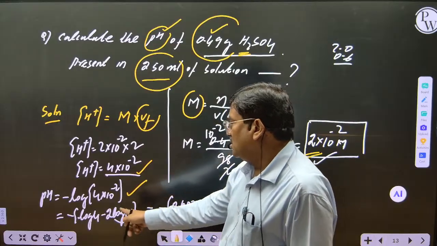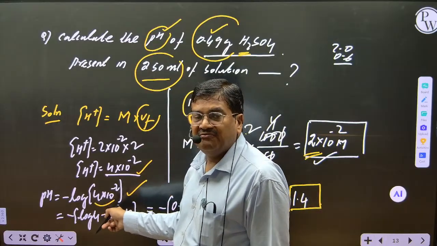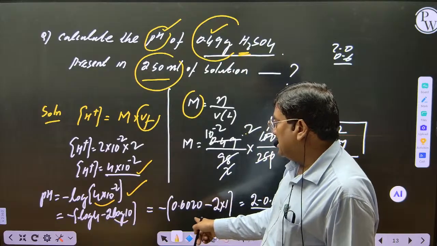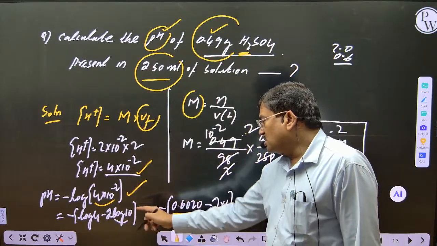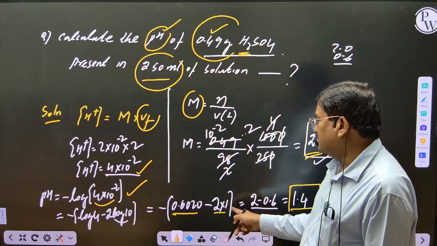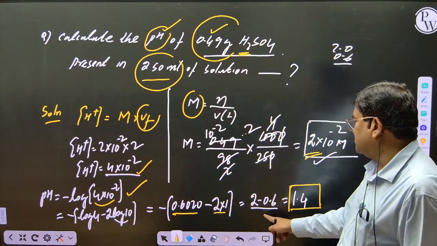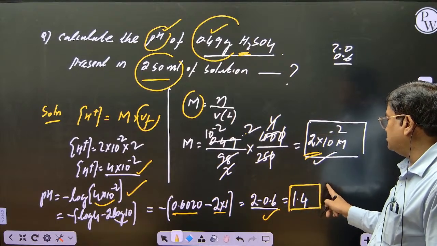Then students should know log A into B, log A power n form. You have to expand that. And the value of log 4 you have to remember: 0.6020 minus log 10, the value is 1. So minus of minus comes plus. So 2 minus 0.6 comes how much? 1.4. This will be the answer.